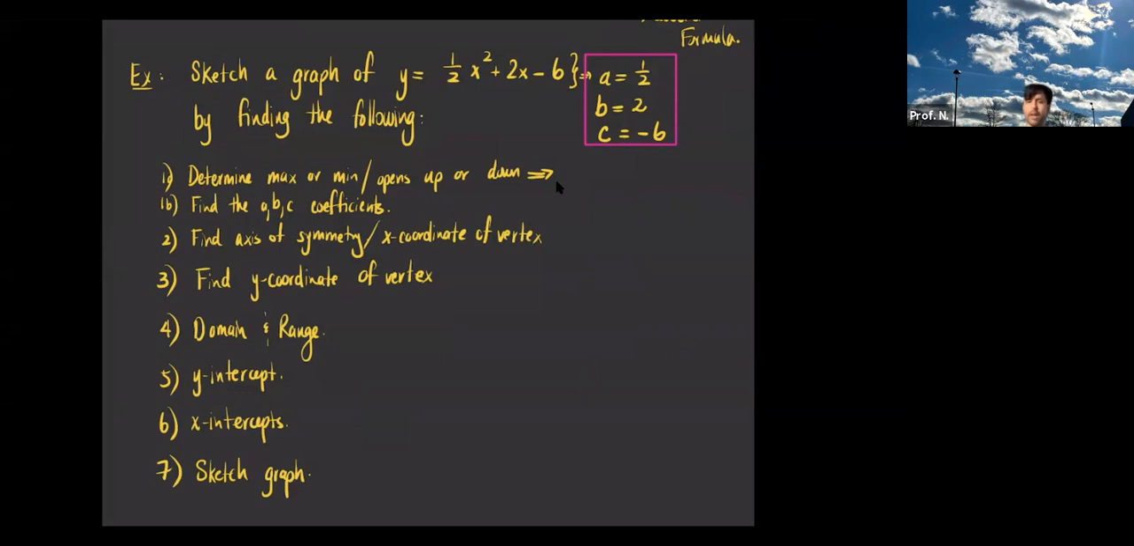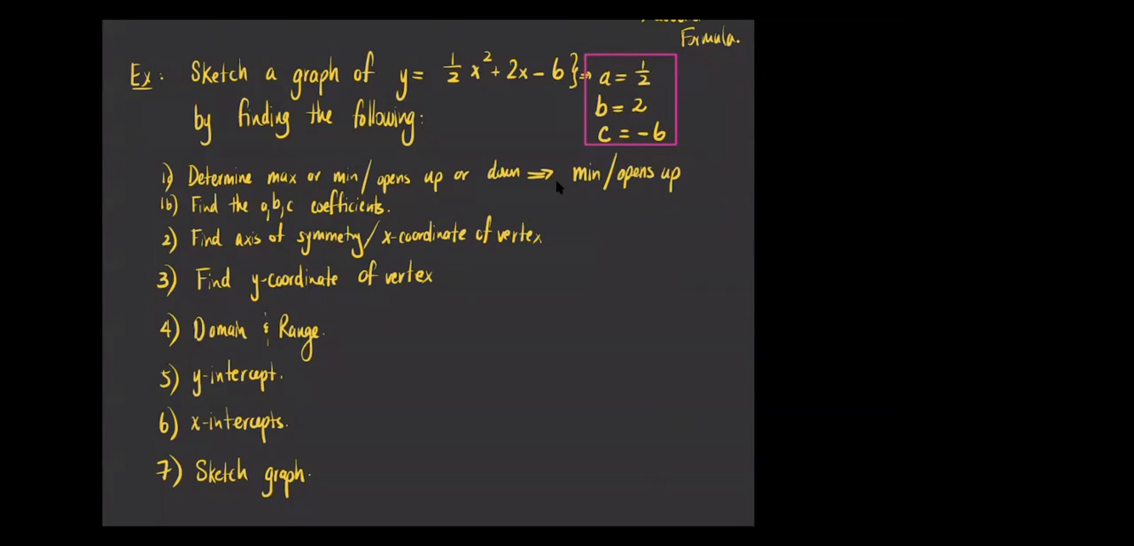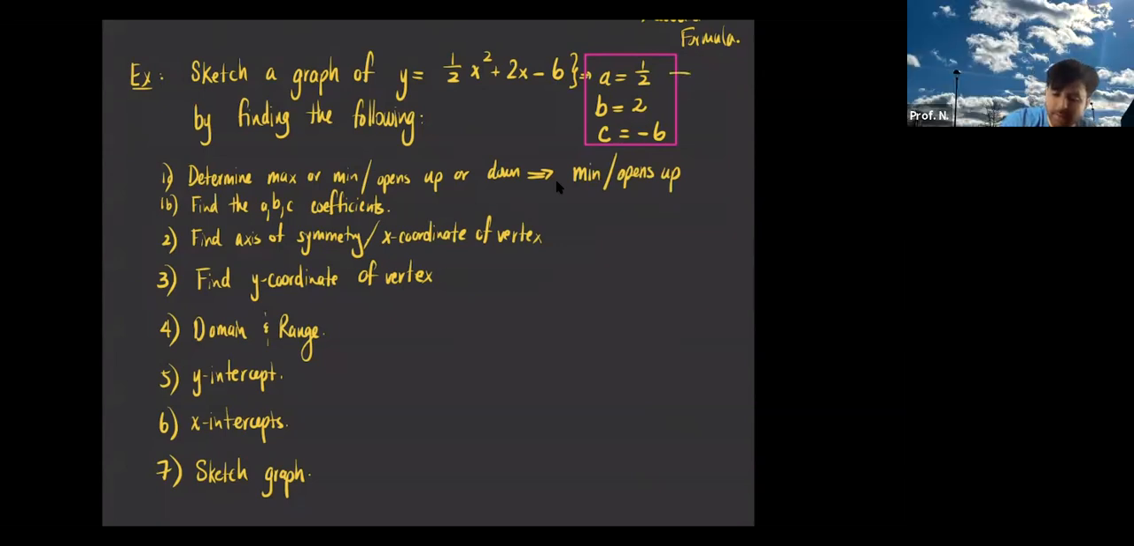It has a minimum, Sierra. How come? You're right, it does have a min. And what's the reason why it has a minimum? If it has a minimum, then it opens upward, right? And how do you know that it has a min? It has a positive coefficient in front of the A. Very good. So the A is positive. Okay, good. So we established that, and then we found A, B, and C. So far we checked off 1A and 1B.